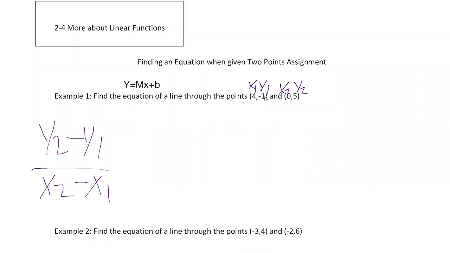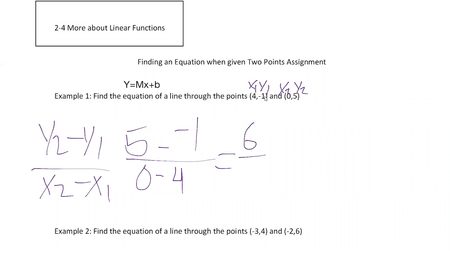So we're going to plug this in. I would have 5 minus -1 over 0 minus 4. I know some of you might not have a calculator handy, but when you have a minus a -1, that's really 5 plus 1. So that would be 6. And then 0 minus 4 would be -4.